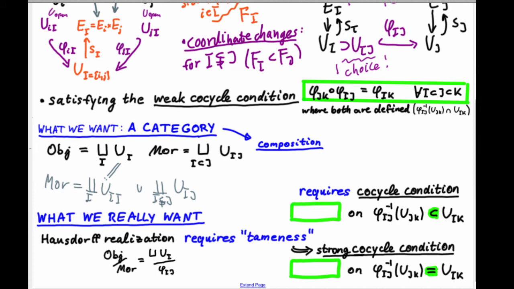That's here, and I need to now make source and target maps. The source is just my embedding into the U_i. And the target on each of them is my phi_ij, embedding into the U_j.